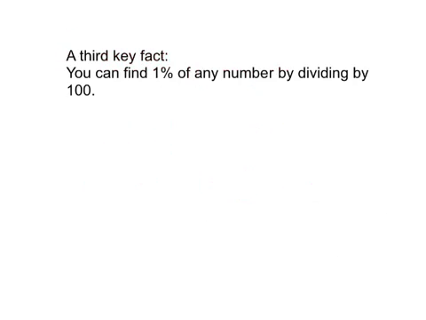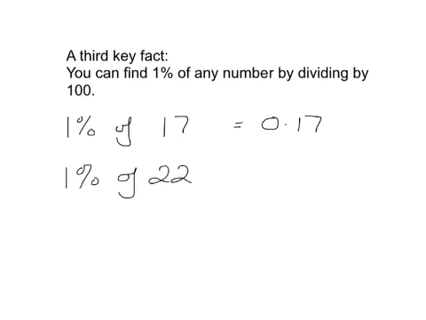31.5. A third key fact on percentages is that you can find 1% of any number by dividing by 100. So 1% of 17 would be 0.17. 1% of 220 would be 2.2. All I'm doing to work these out is moving my decimal point 1 and 2 places. So my 17 becomes 0.17. If I go to my 220 and I move it 1, 2 places, you can see that it becomes 2.2.